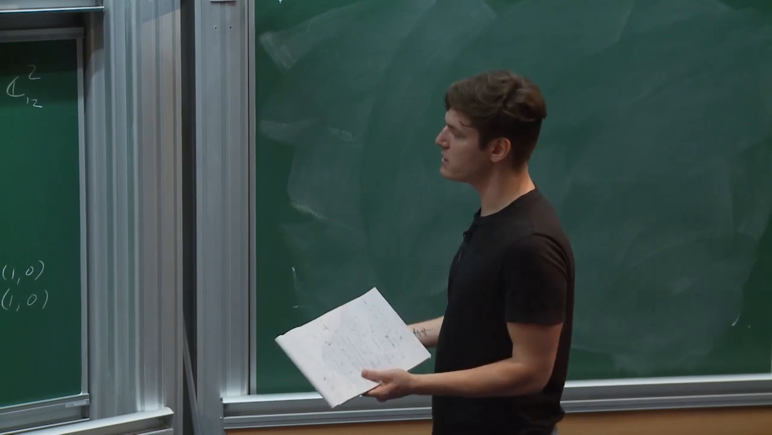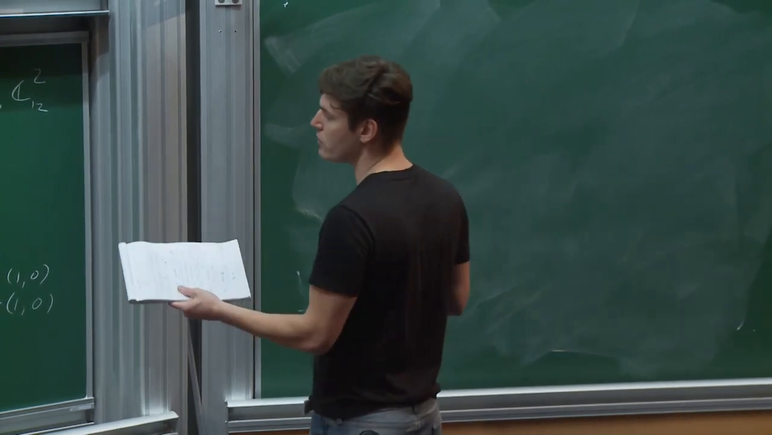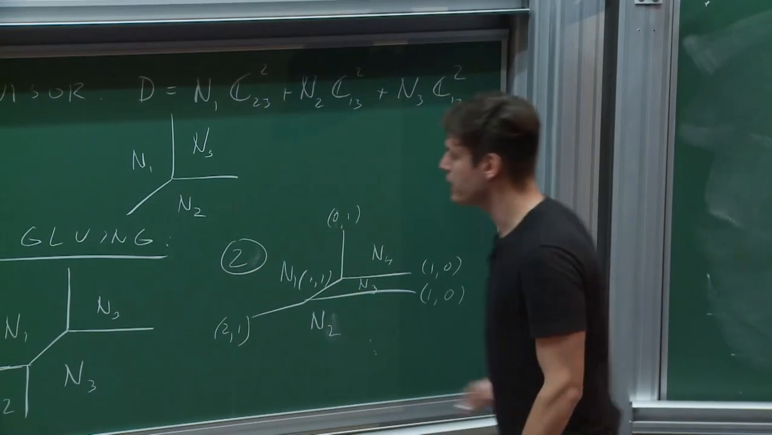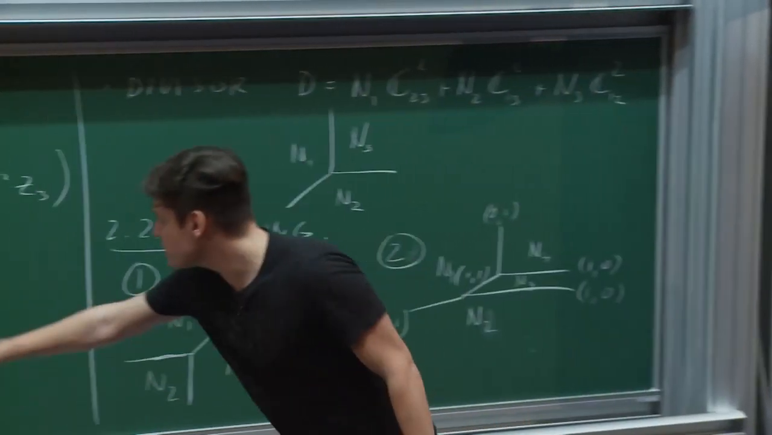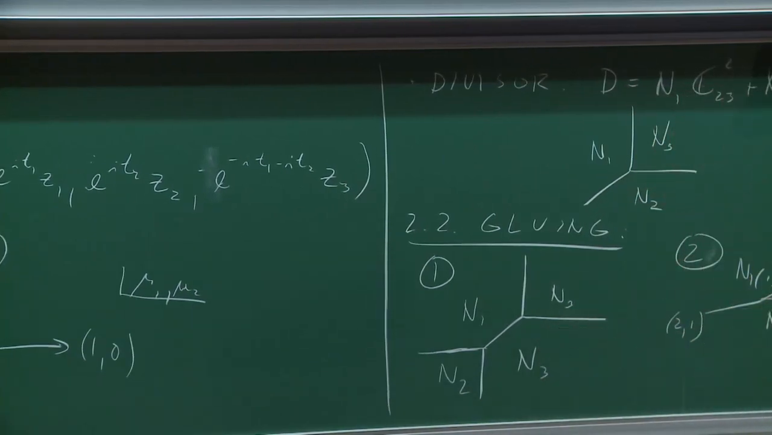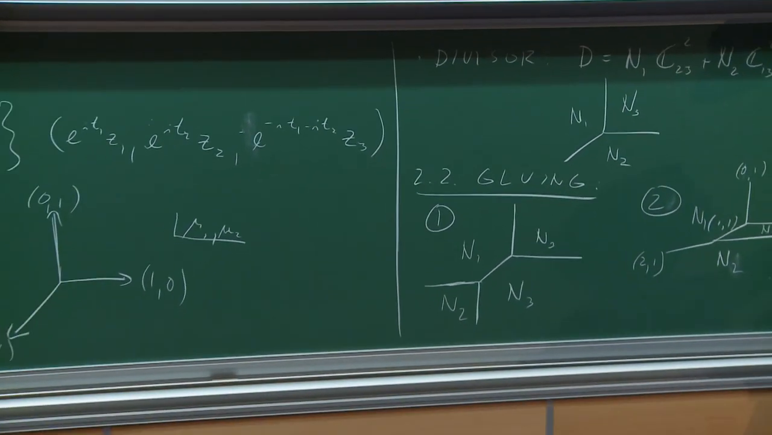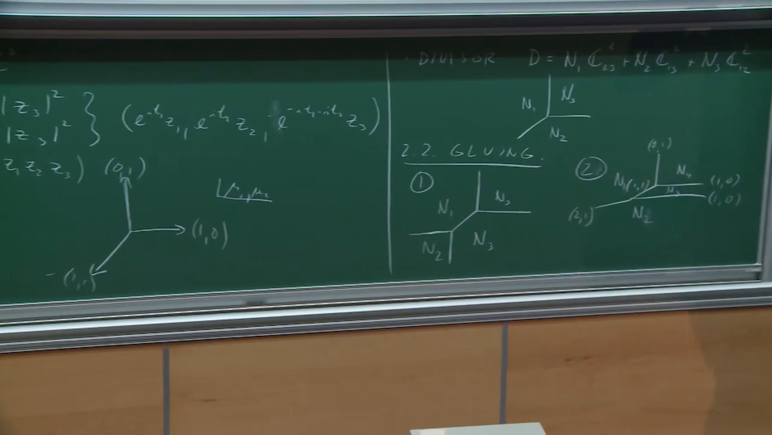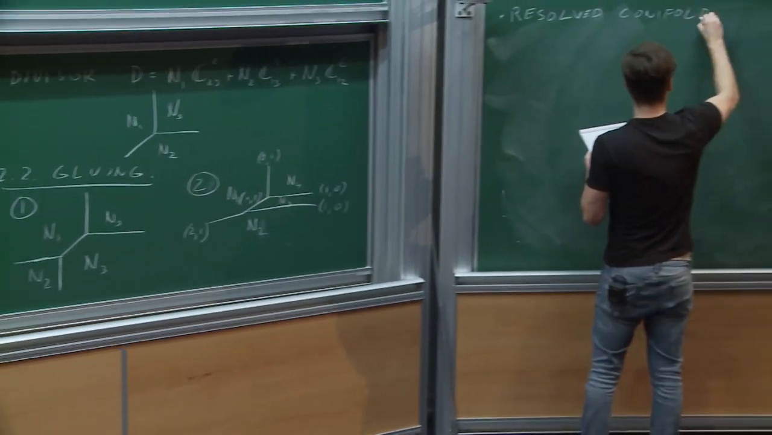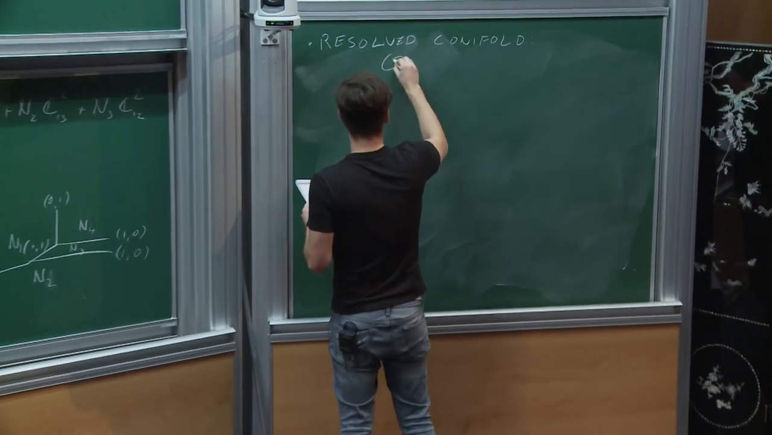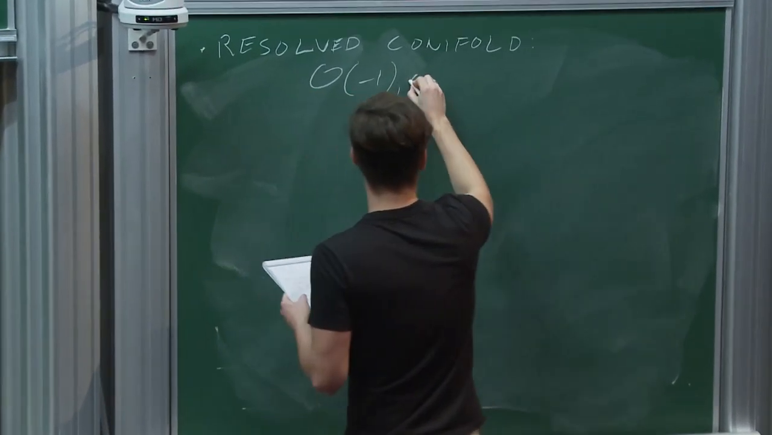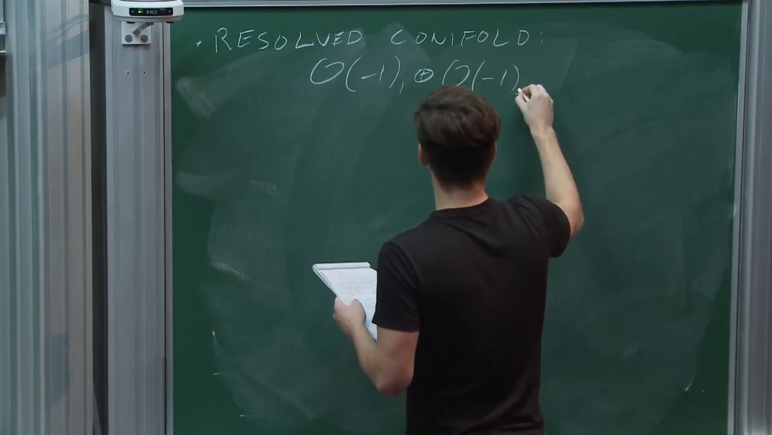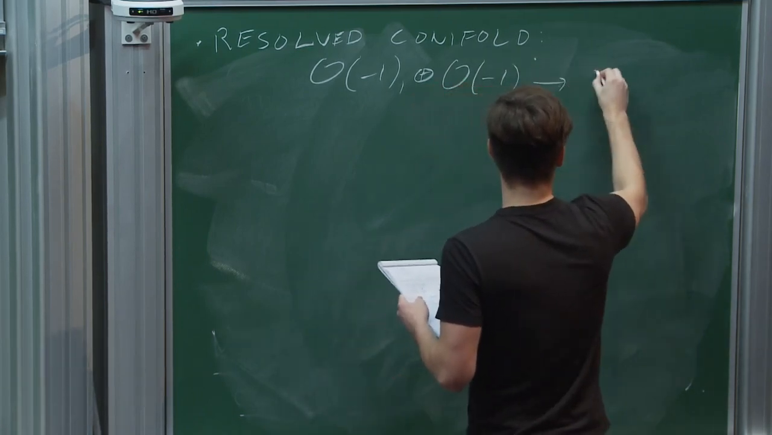But you can do the same or similar kind of construction for other toric Calabi-Yau threefolds. So just to be concrete, from now on, I'm going to concentrate on the simplest trivalent junction and this simplest toric diagram corresponding to the resolved conifold. So the resolved conifold has actually the form of the O(-1) times O(-1) bundle over P1.